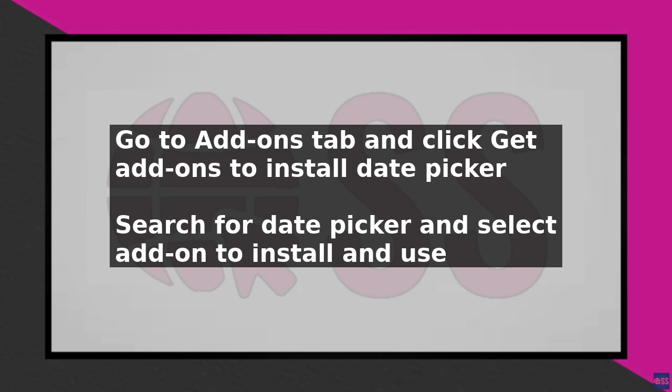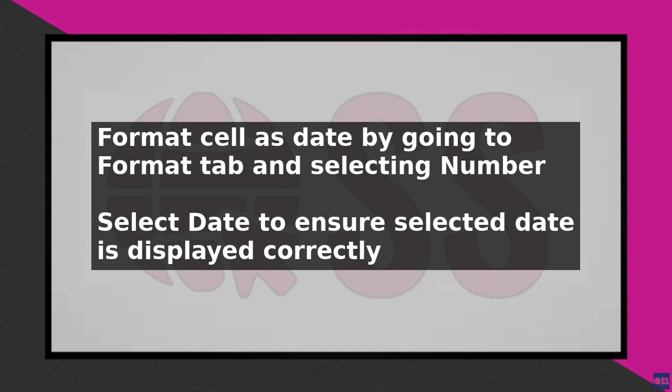When using a date picker in Google Sheets, it is best practice to make sure the cell is formatted as a date to ensure the selected date is displayed correctly. You can do this by going to the Format tab in the menu and selecting Number, then Date.